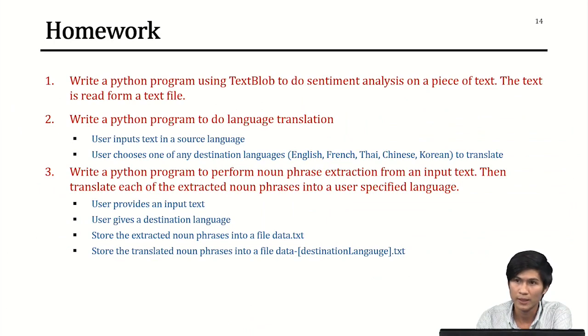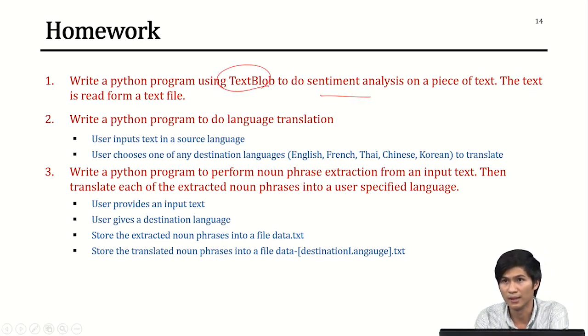Okay, now we come to the end of this module, and there is some homework for you. In the first exercise, you are asked to write a Python program using the TextBlob module to perform sentiment analysis on a piece of text. So the text here, basically you can find it somewhere describing positive or negative information. And then you can insert it into a particular text file. Next, to run the program, you will need some code to read that data from the file.